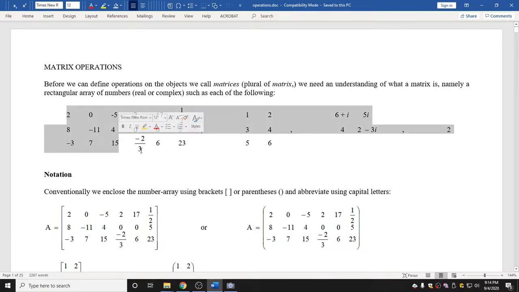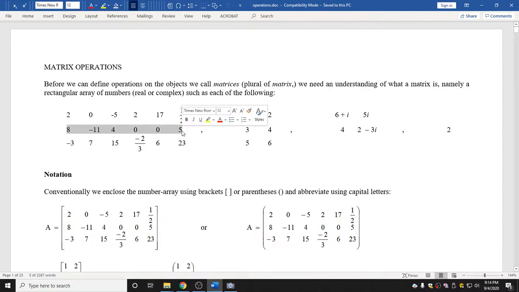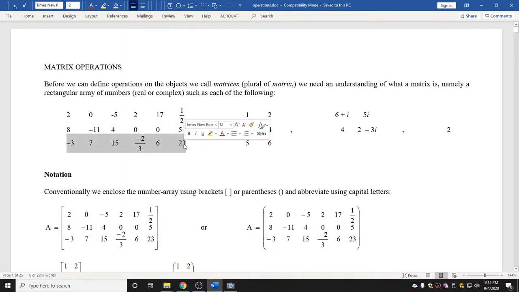Here is an illustration. First row, second row, third row. That is a rectangular array of numbers. It has 3 rows and 6 columns. Another example of a matrix is the matrix that has 1, 2 in first row, 3, 4 in second row, 5, 6 in third row.